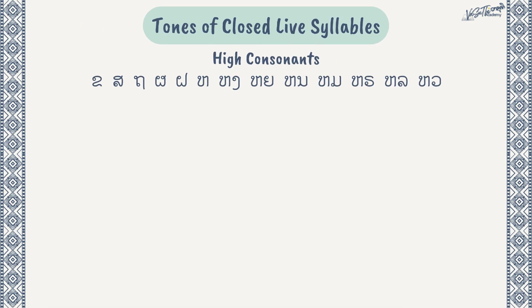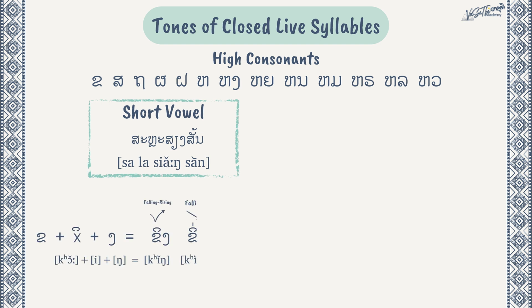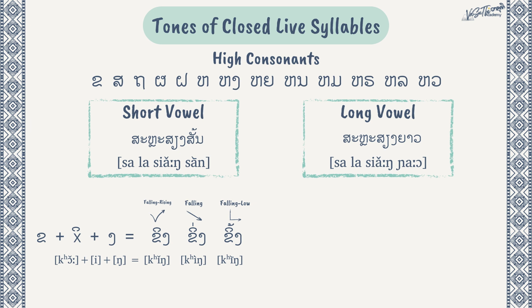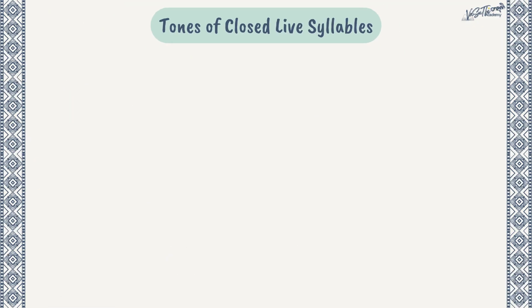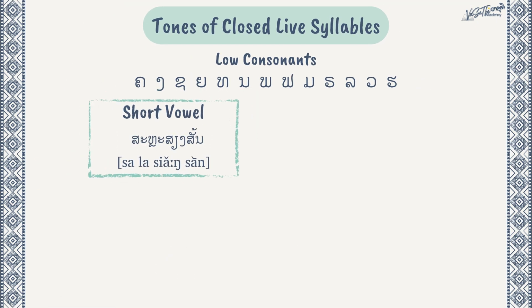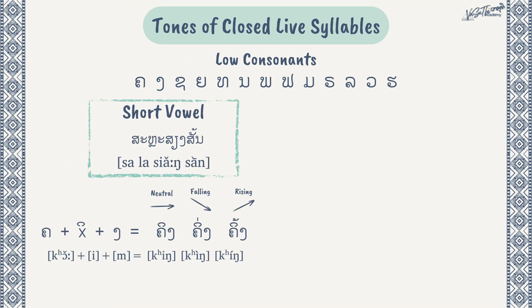If the initial consonant is a high consonant with a short or long vowel, and whatever the voiced consonant is in the final position, without accent, the tone is falling rising. With accent 1, the tone is falling. With accent 2, the tone is falling low. And with a long vowel, we find the same tones.